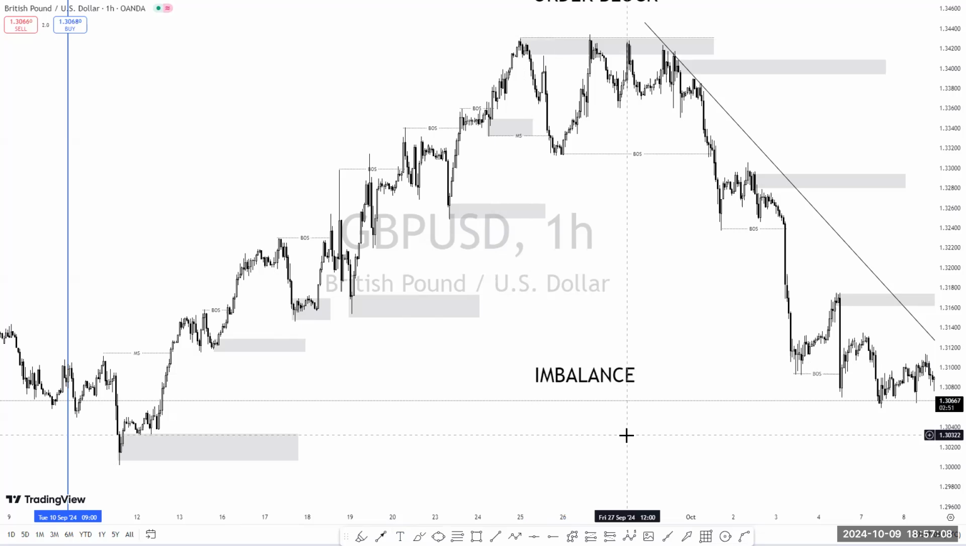So me, from my experience so far, valid order blocks are order blocks that create imbalance. All right. Imbalance are space, gaps between the first candle. So let me illustrate.